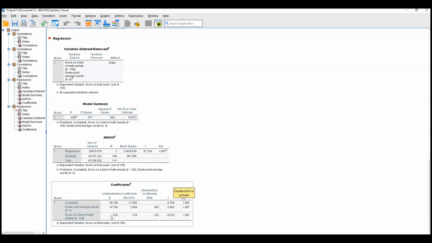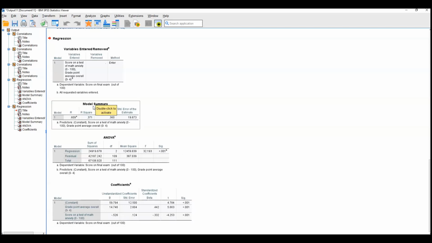Similarly, if we want to interpret this, we would say, holding GPA constant, or accounting for a student's GPA, for every 1 point increase on their score of math anxiety (again, remember, higher is more math anxiety), we would expect their final exam score to drop 0.526 points, or negative 0.332 standard deviation units. So not surprising, as math anxiety goes up, we're expecting a bit of a drop in final exam score.